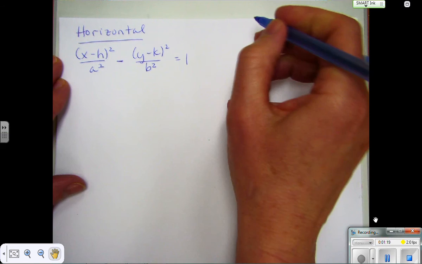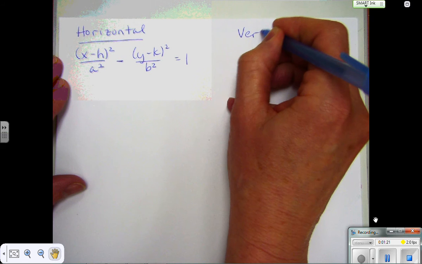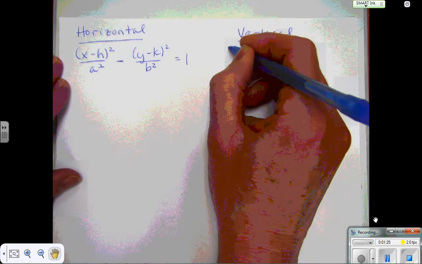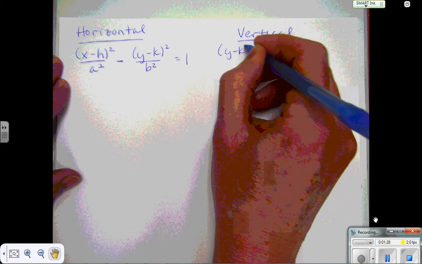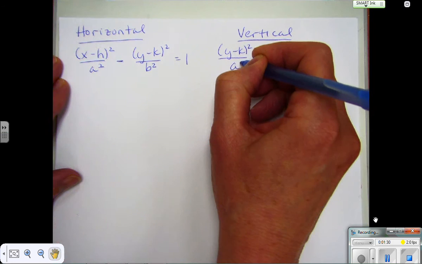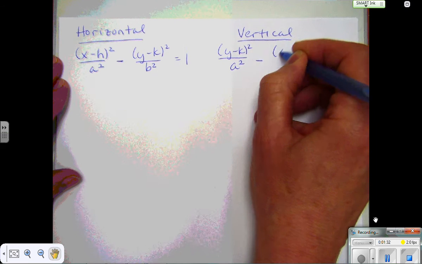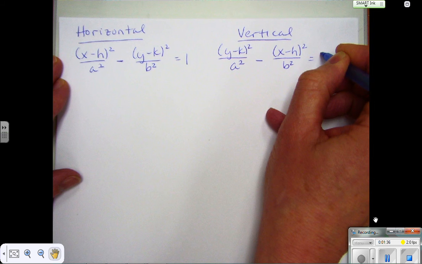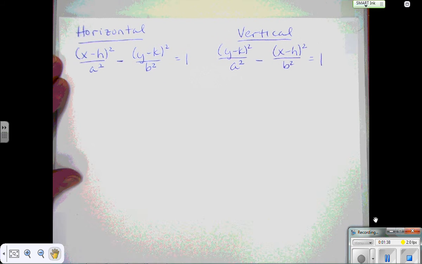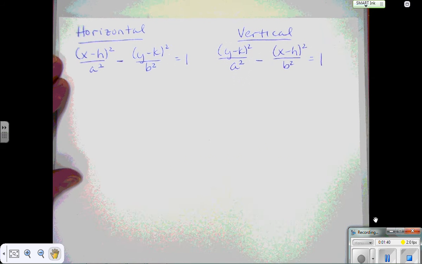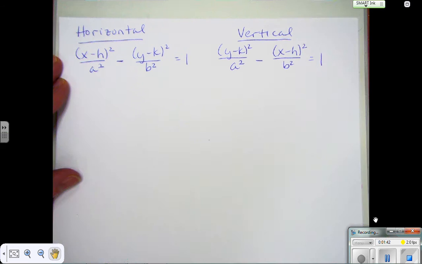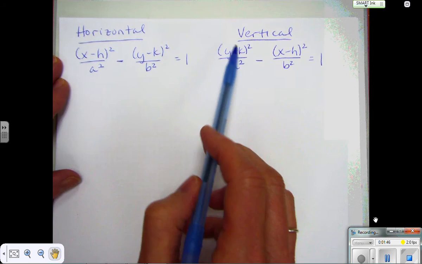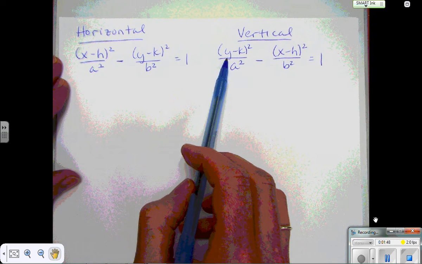So for a vertical hyperbola, your standard form is y minus k squared over a squared minus x minus h squared over b squared equals 1. So the way you can tell if it's horizontal or vertical is what variable is positive. When it's horizontal, the x variable is positive. When it's vertical, the y variable is positive.